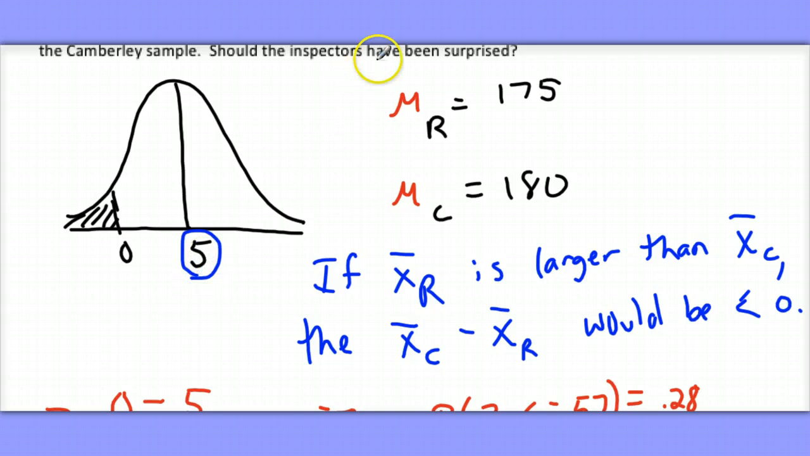There's a difference of 5 pounds on the average from sample to sample. However, what ended up happening is they got a result where if they took the mean weight of the Camberley potatoes and subtracted the mean weight of the Ryderwood potatoes, the result was negative, since the Ryderwood potatoes weighed more. So the question is, what's the probability of this happening?